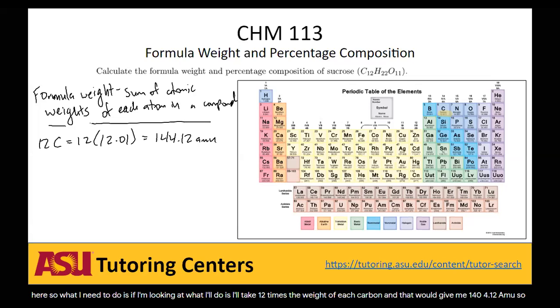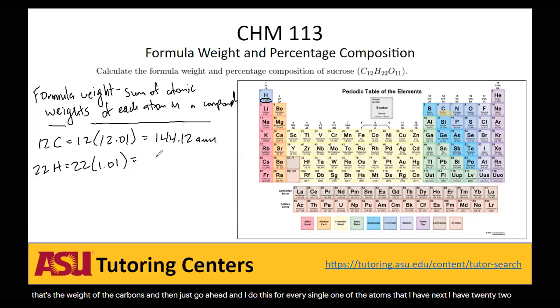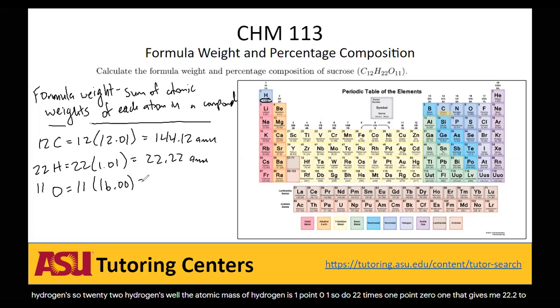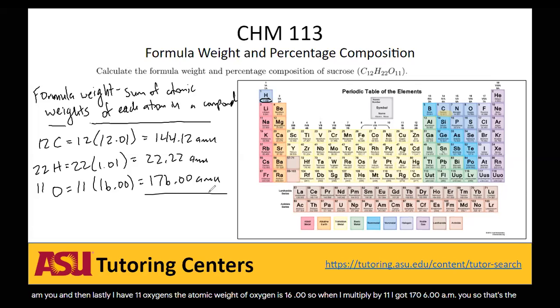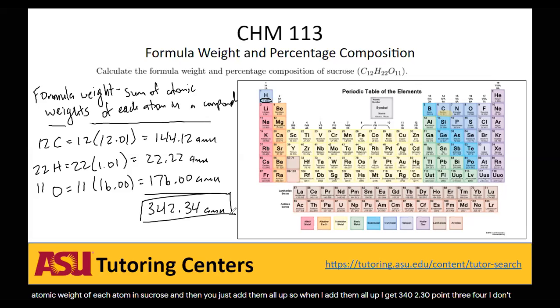And I just go ahead and do this for every single one of the atoms that I have. Next, I have 22 hydrogens. Well, the atomic mass of hydrogen is 1.01. So I do 22 times 1.01. That gives me 22.22 AMU. And then lastly, I have 11 oxygens. The atomic weight of oxygen is 16.00. So when I multiply by 11, I get 176.00 AMU. So that's the atomic weight of each atom in sucrose, and then I just add them all up. So when I add them all up, I get 342.34 AMU. Okay, that is the formula weight of sucrose.